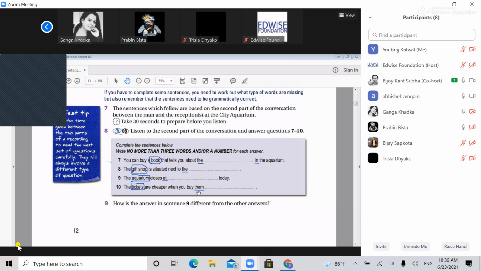The tickets are cheaper when you buy them on the internet. On the internet. So the tickets are cheaper when you buy them on the internet. It should never be in the internet, not through, not by, not at. So look at how important prepositions are.